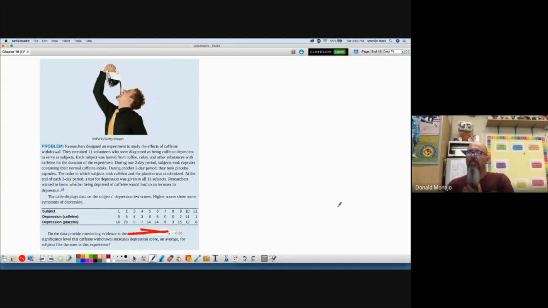So, do the data provide convincing evidence at the alpha equals 0.05 level that caffeine withdrawal increases depression scores on average? Well, if you look at the data set, it sure looks like it, right? There were much higher depression numbers on the placebo than there were on the caffeine. Is that difference large enough to be statistically significant? That's what we're supposed to try to figure out. Okay, so how are we going to run this test? What do we want to do?